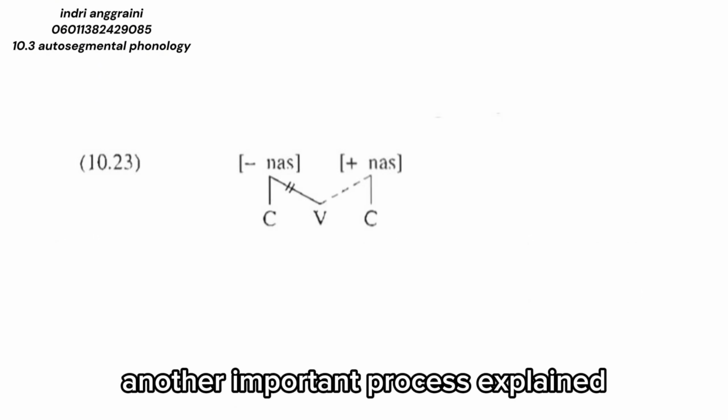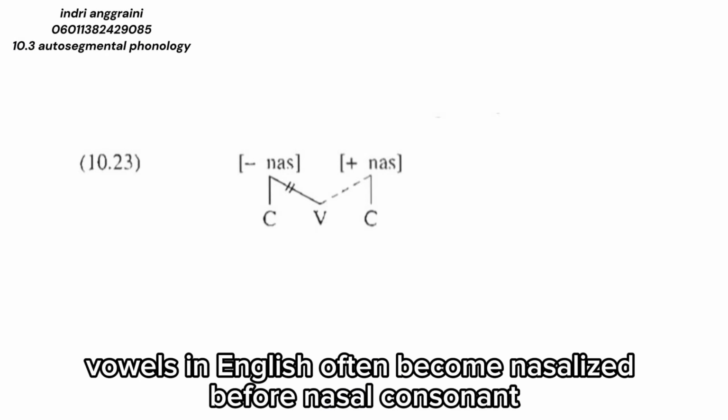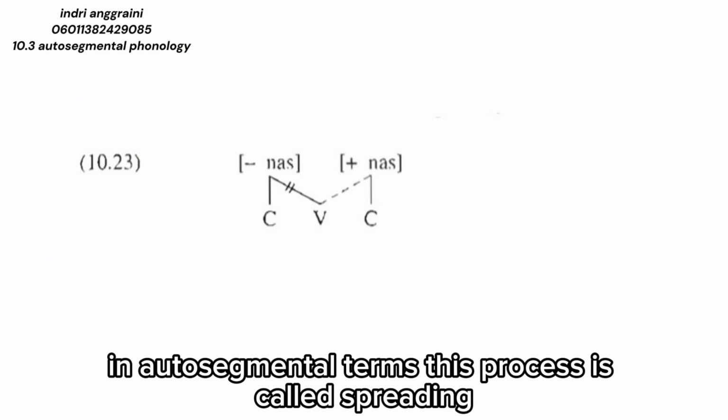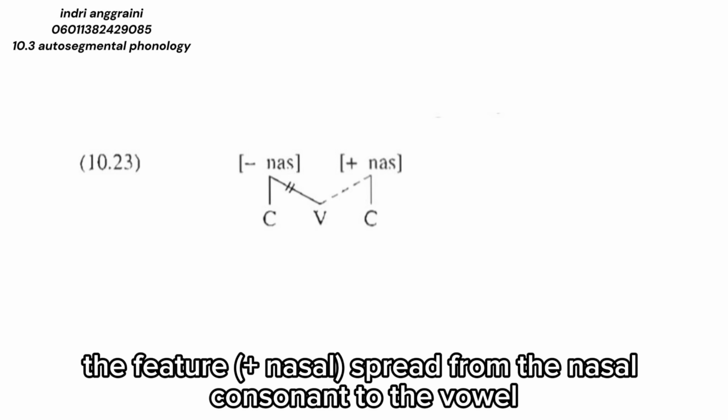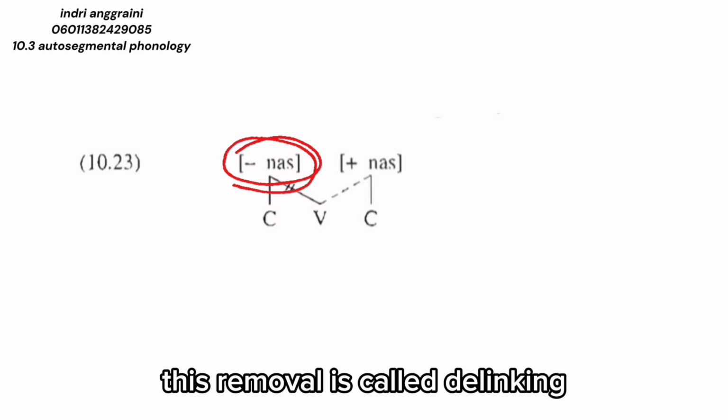Another important process explained by autosegmental phonology is assimilation. For example, vowels in English often become nasalized before a nasal consonant. In autosegmental terms, this process is called spreading. The feature plus nasal spreads from the nasal consonant to the vowel. At the same time, the original feature minus nasal may be removed. This removal is called delinking.